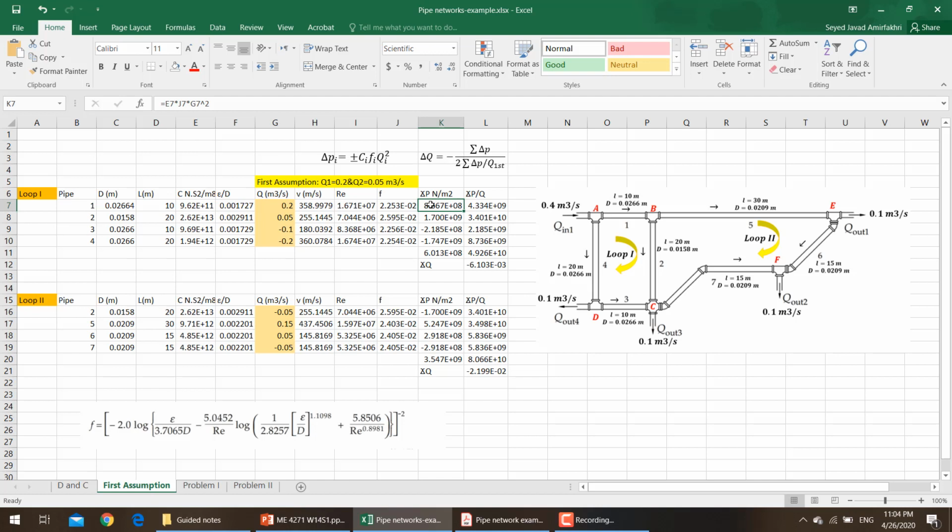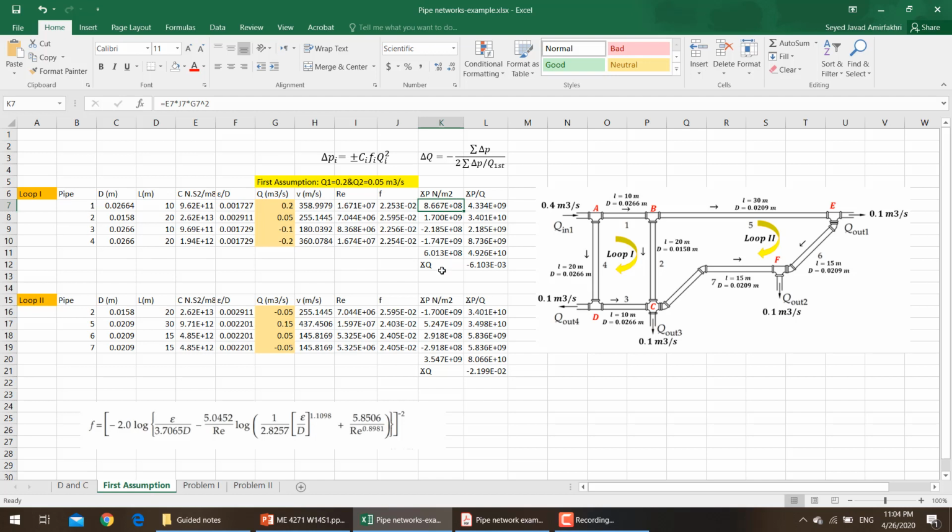Keep in mind that the delta P can be either positive or negative. We already discussed it. The delta P for each pipe is Ci Fi Qi squared. You already calculated the Ci, you found the friction factor, and then you have the Qi squared. So it's positive if the flow and the loop are in the same direction, negative if they are in the opposite direction. Keep in mind that the delta P and Q always have the same sign. Here, the delta P for pipe 1 is positive, Q is positive.